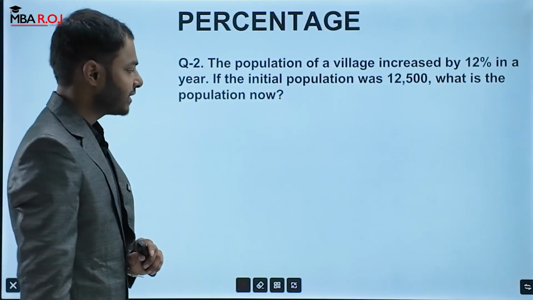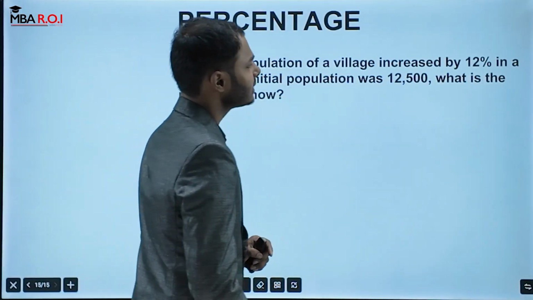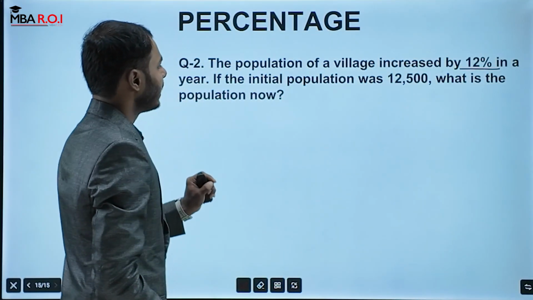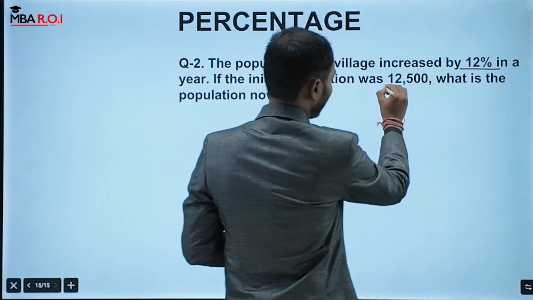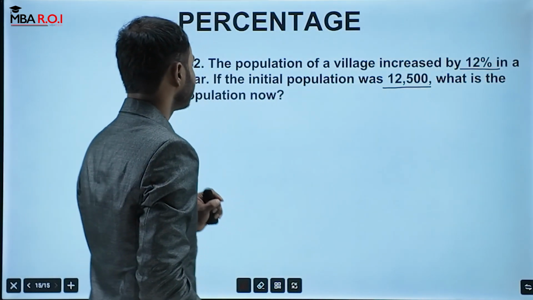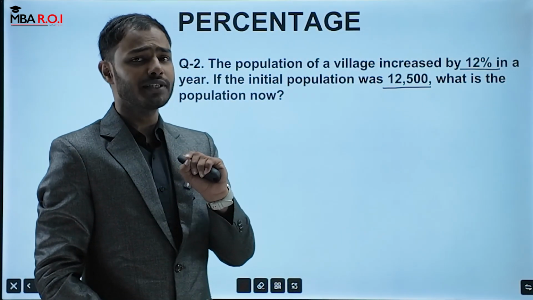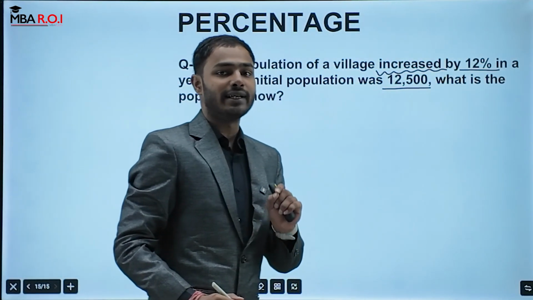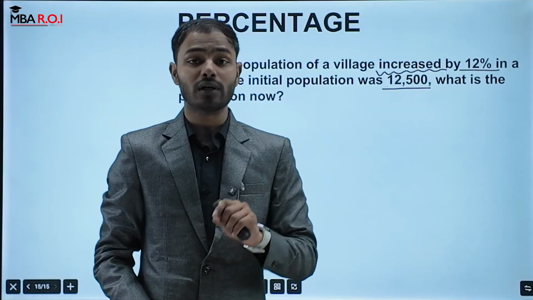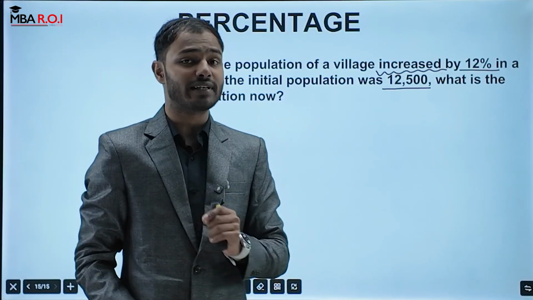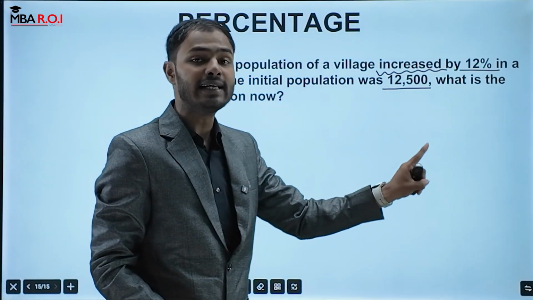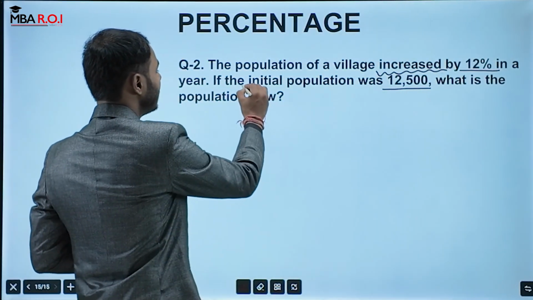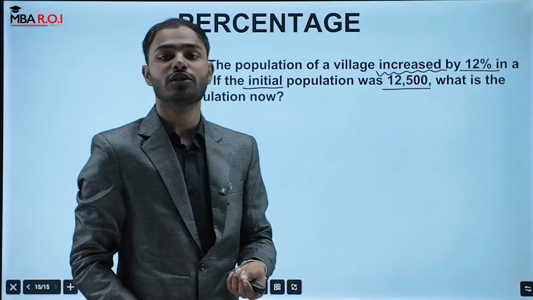First we are going to read the question. The question says the population of a village increased by 12% in a year. If the initial population was 12,500, what is the population now? So in this question, if you see, he is talking about an increase of 12%. In the last question there was a discount, so that's why we considered it with a negative sign. Here, because it is an increase, we have to consider it with a positive sign, and the initial value is given and the final value is being asked.